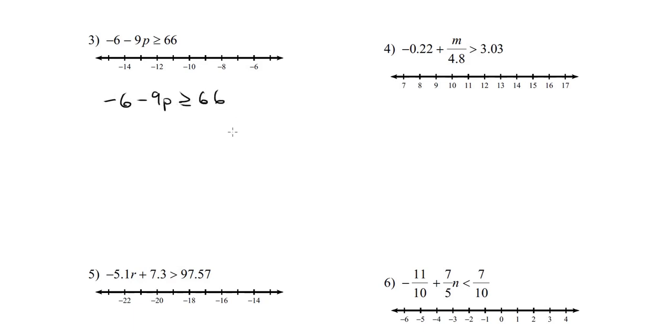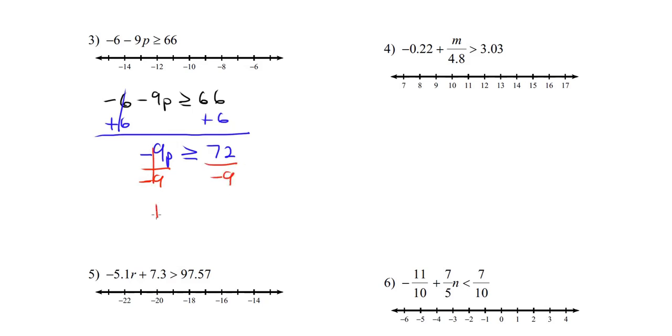Step 1, undo addition or subtraction. That's going to be this negative 6 here, not the negative 9, because this negative 9 is right next to p, and that's multiplication. So the way we're going to get rid of negative 6 is by adding 6 to both sides. On the left, these cancel out, leaving us with negative 9p is greater than or equal to 72. Now, we need to undo multiplication by negative 9, so we need to divide both sides by negative 9.